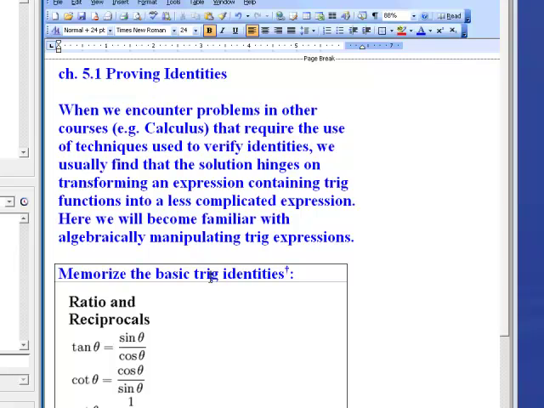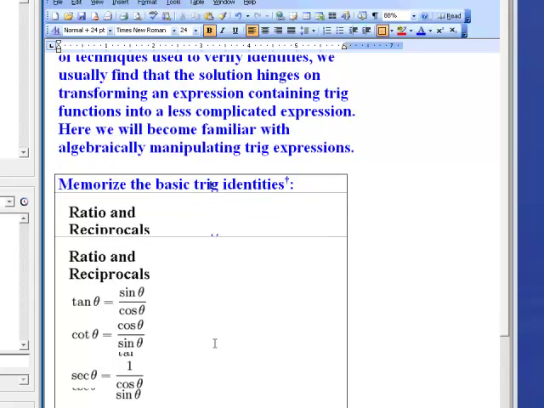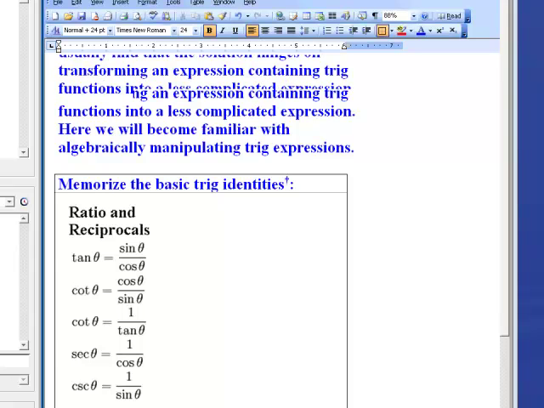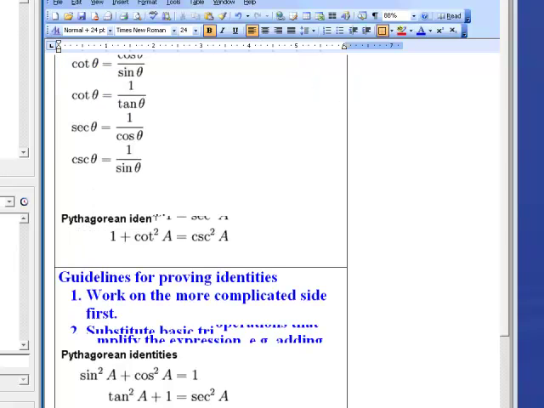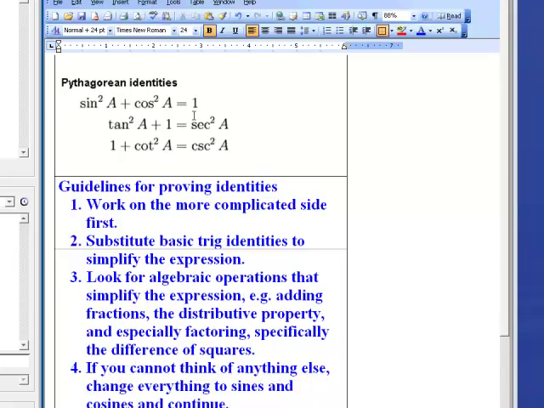Before we get started here, there are certain basic trig identities that you need to memorize, such as the ratio and reciprocal identities, with which we're quite familiar by now: tangent and cotangent, and then the secant and the cosecant. The Pythagorean identities, we should definitely have the first one memorized: sine squared plus cosine squared equals 1. It also helps to have the other ones memorized: tangent squared plus 1 equals secant squared, and the other one respectively. Make sure that you know where to find them in the book.